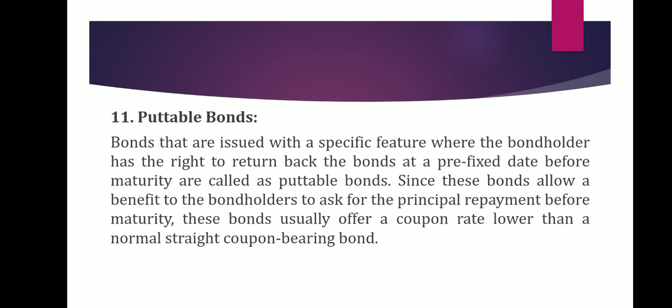Puttable bonds. Bonds that are issued with a specific feature where the bondholder has the right to return the bonds at a prefixed date before maturity are called puttable bonds. Since these bonds allow the benefit to the bondholder to ask for the principal repayment before maturity, these bonds usually offer a coupon rate lower than the normal straight coupon bearing bonds.